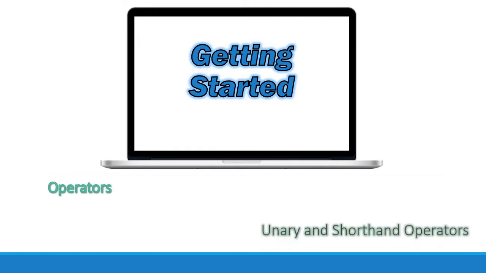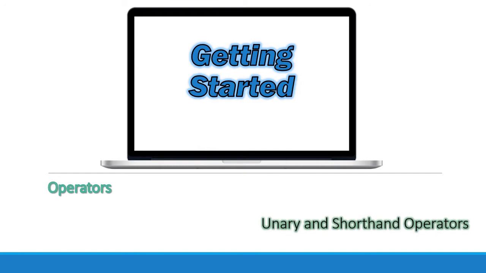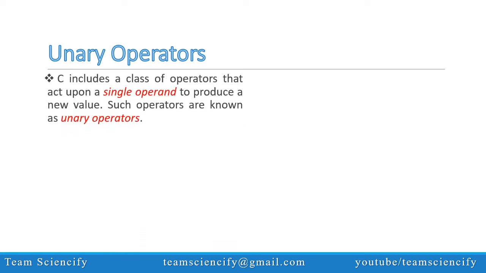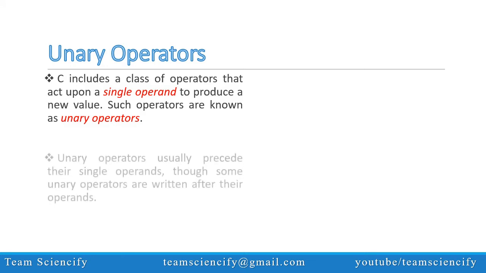Friends, in our previous sessions we saw relational, equality and logical operators in C. Today we will learn about some more operators in C language. We will start our discussion with unary operators. C includes a class of operators that act upon a single operand to produce a new value. Such operators are known as unary operators.